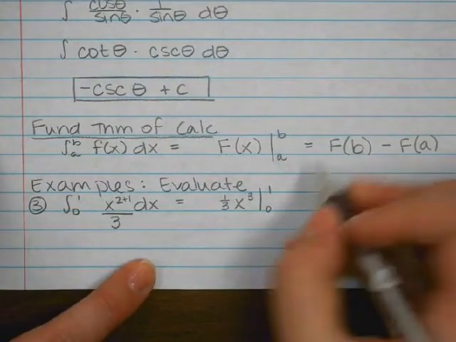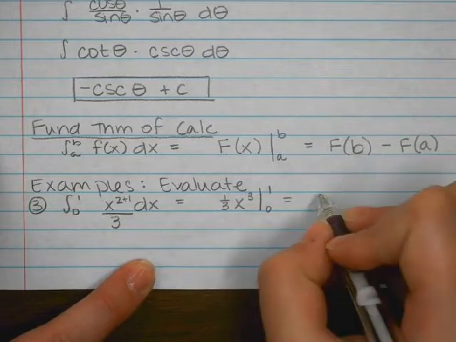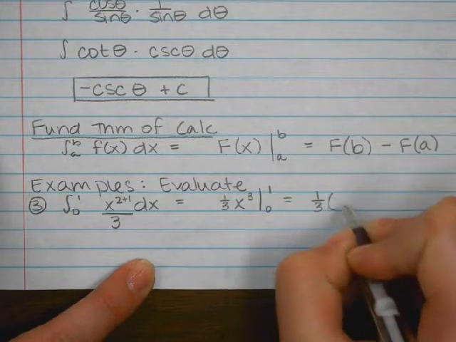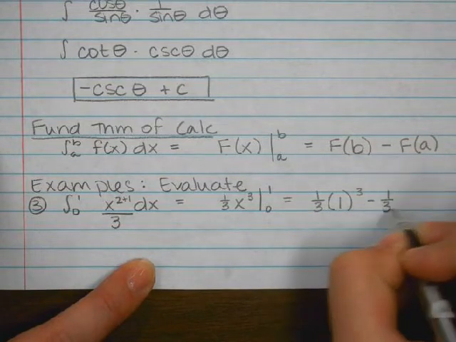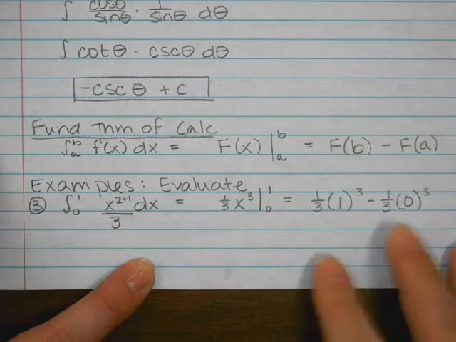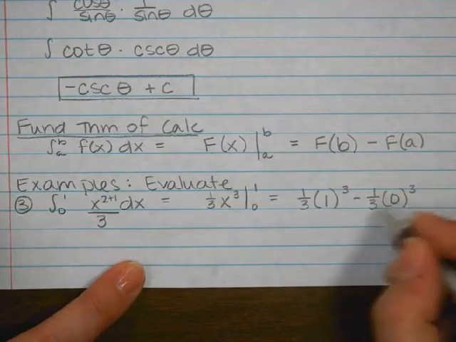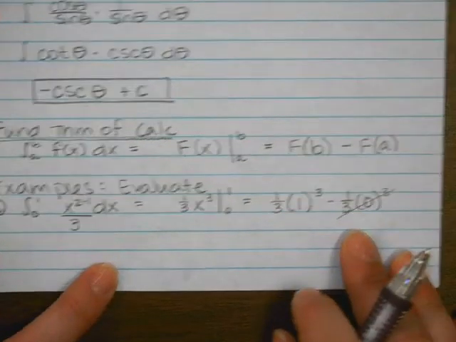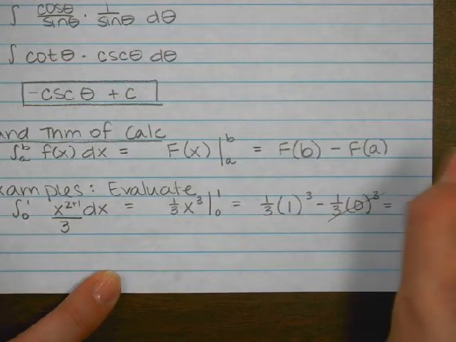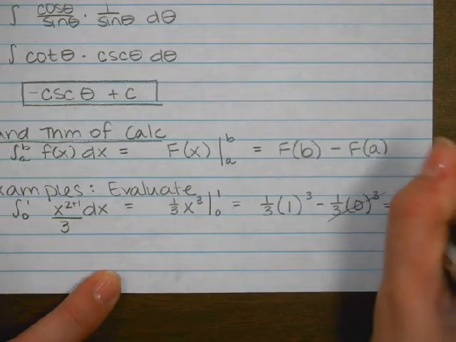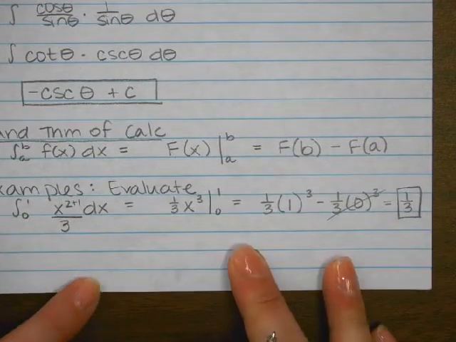So now, using the fundamental theorem of calculus, I'm going to say that's actually 1/3 times 1 to the third power minus 1/3 times 0 to the third power. And this part would zero out, that would be nothing. And so we have 1/3 times 1 to the third power, which is just 1/3. And that is how you get the exact answer.